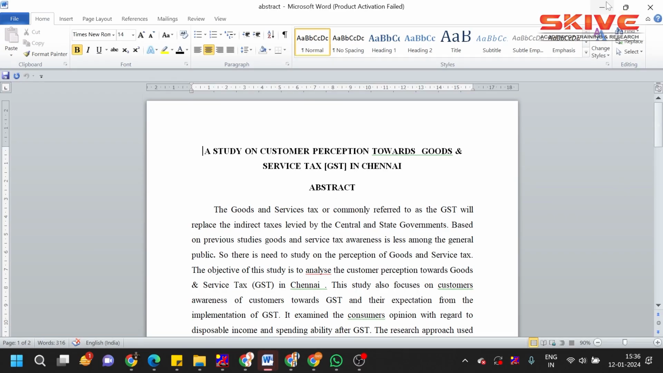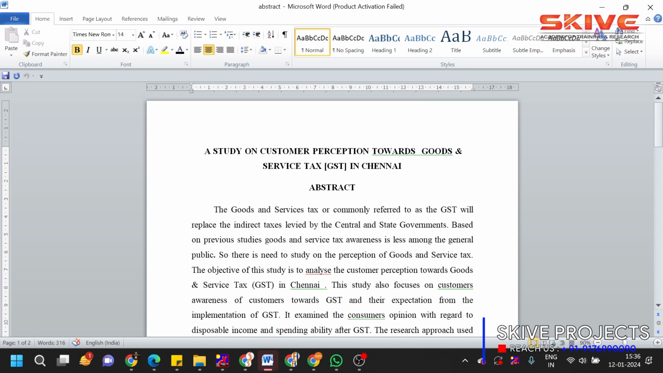So today we are going to see the demonstration of an MBA project report, a study on customer perception towards goods and service tax in Chennai. Goods and Service Tax, GST, integrated GST and integrated service tax was applied recently for all the goods and services in India.